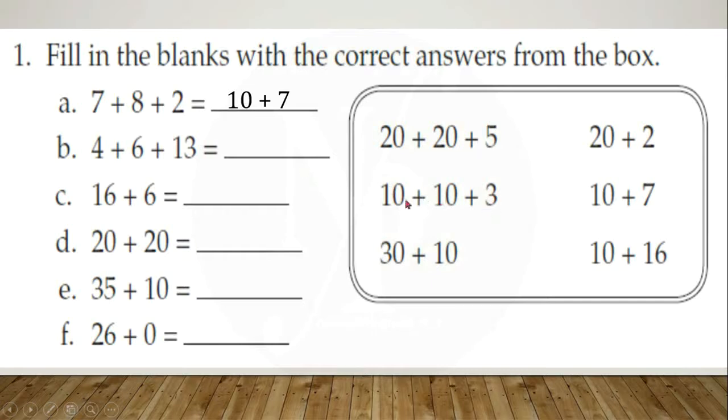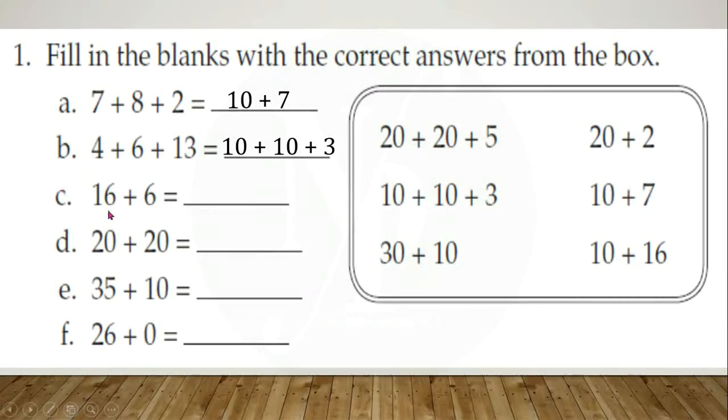So you can write 10 plus 10 plus 3 here as the answer for this. So the sum of these 3 numbers will be 23, and the sum of these 3 numbers will also be 23. The sum will be the same, but the numbers we are adding are different. The sum ultimately we get from both of these expressions will be the same, that is 23.